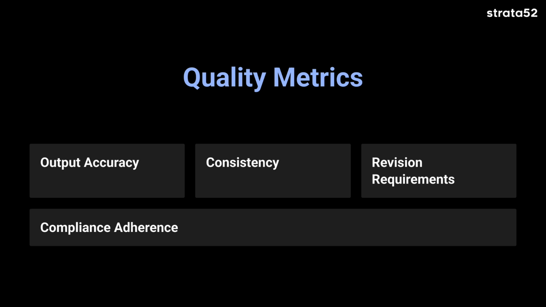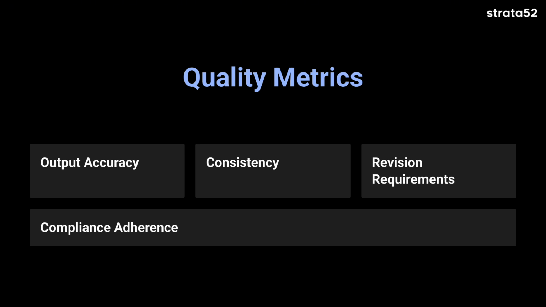And finally, let's talk about quality metrics and the quality of the AI outputs. This is especially important if AI is generating content, making recommendations, or making critical decisions. So the 4 KPIs that you can pay attention to when you're trying to assess the quality of the AI output would be the output accuracy, the consistency of the quality, the revision requirements, and the compliance adherence. So an example question for the output accuracy is, how often do the AI's predictions or recommendations align with reality? A second one is for consistency.